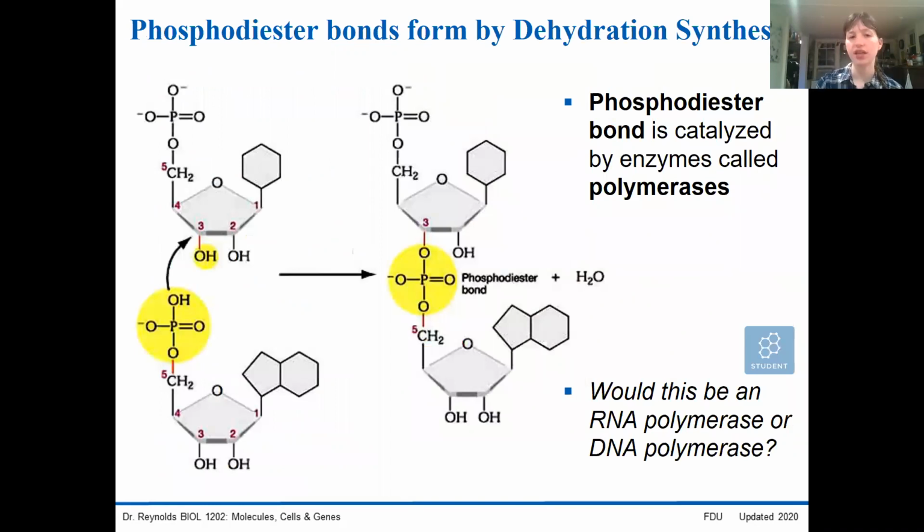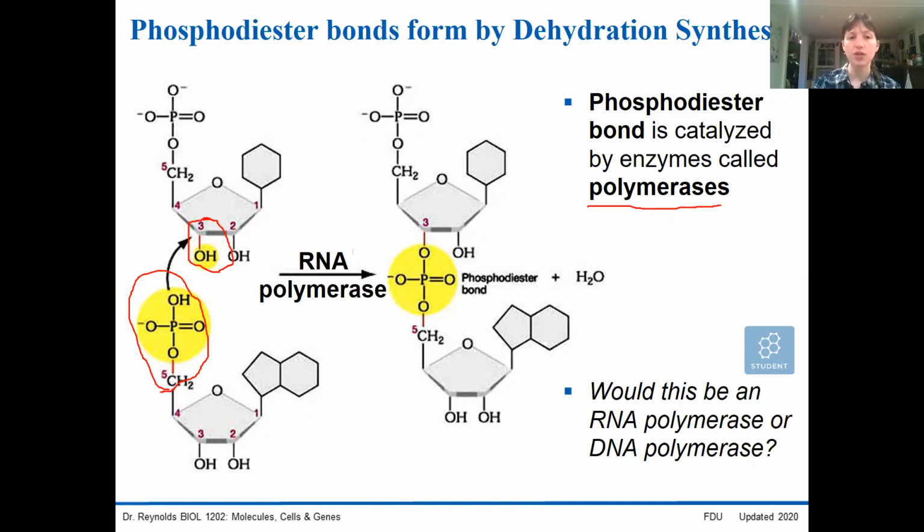Now, if you were to take a look at the formation of this phosphodiester bond, again, here we have an interaction between this 3' hydroxyl group and this 5' phosphate group. This is what forms that phosphodiester bond, and it's going to be catalyzed by enzymes called polymerases. So I want you to take a look at this picture here and then tell me on Socrative. Pause if you need more time. Would this be an RNA polymerase or a DNA polymerase?